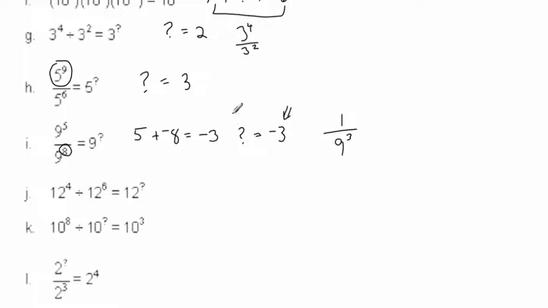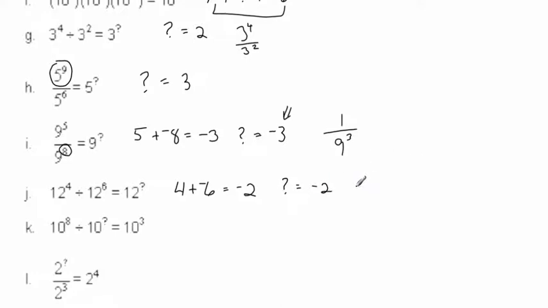J, 12 to the 4th divided by 12 to the 6th equals 12 to the blank. Okay, well, it's set up so that we take the first power or exponent minus the second. So 4 minus 6 is going to be 4 plus a negative 6. So we know that's negative 2. You have to remember your integer operations. So our question mark is going to be negative 2.